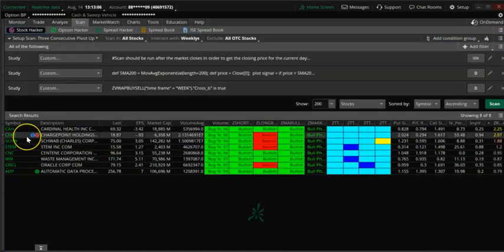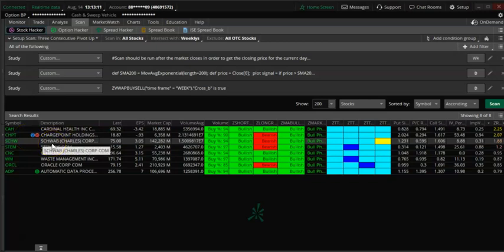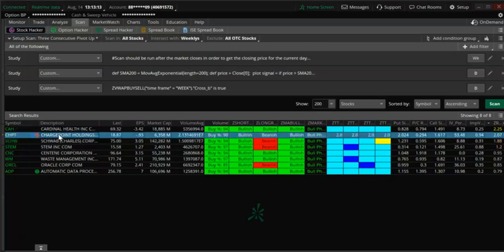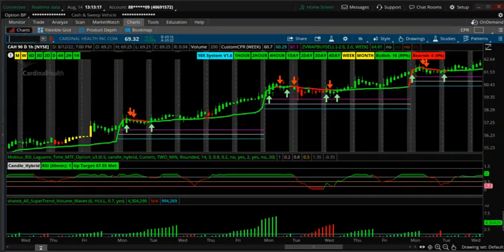CAH is one stock, the first one. I don't want these low price stocks. Okay, ChargePoint, CHPT.